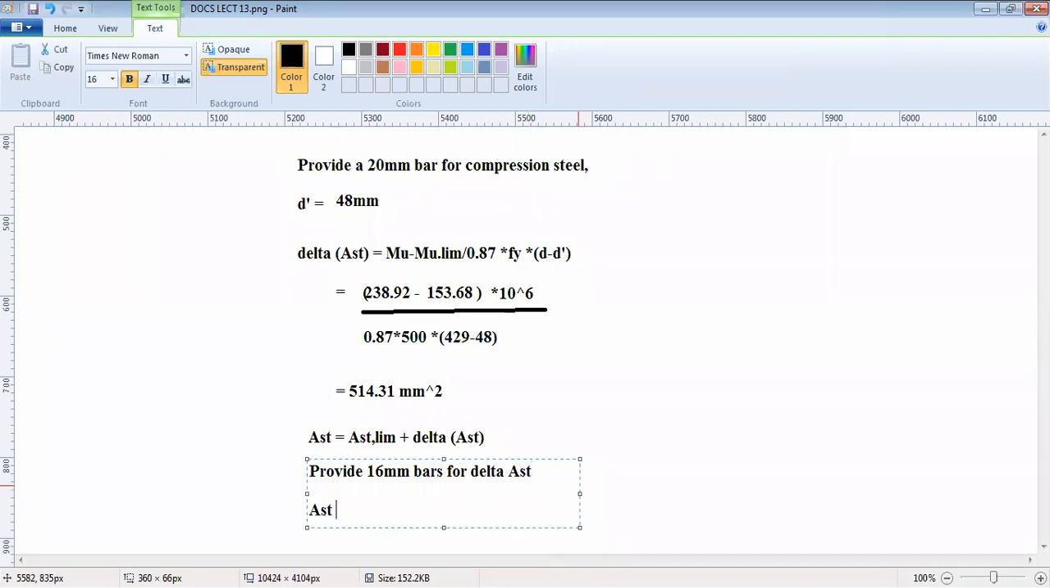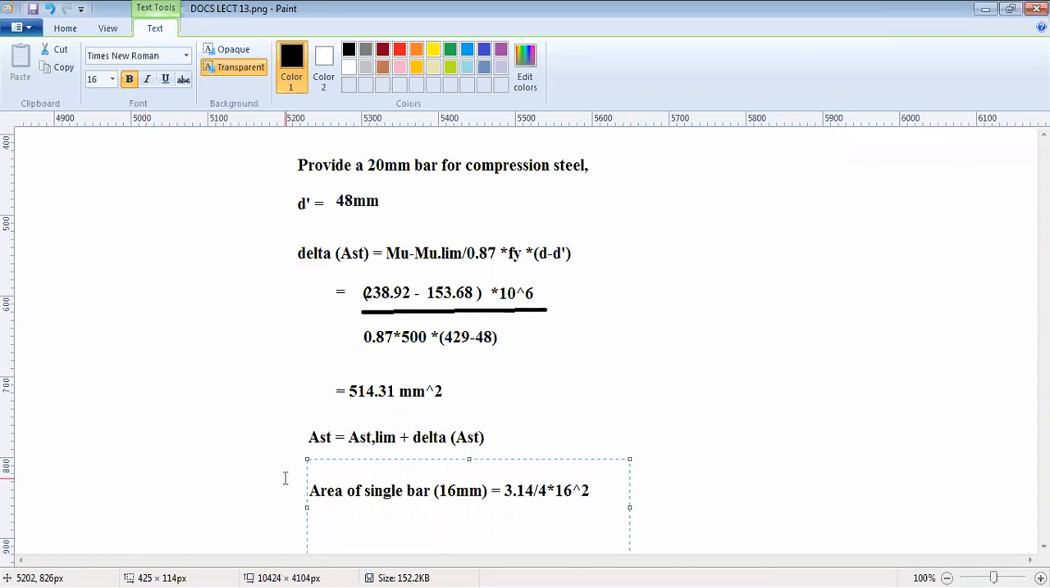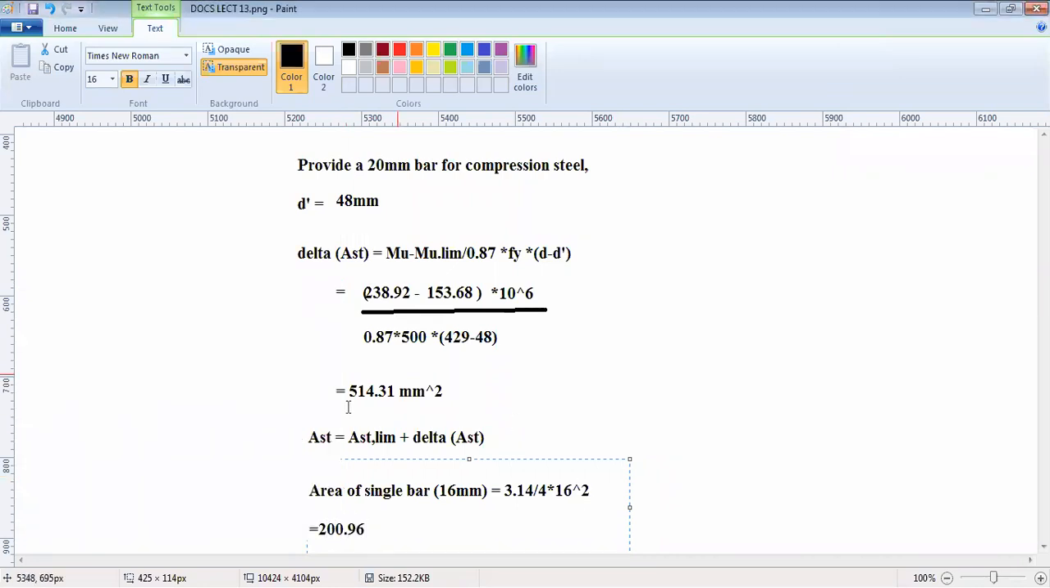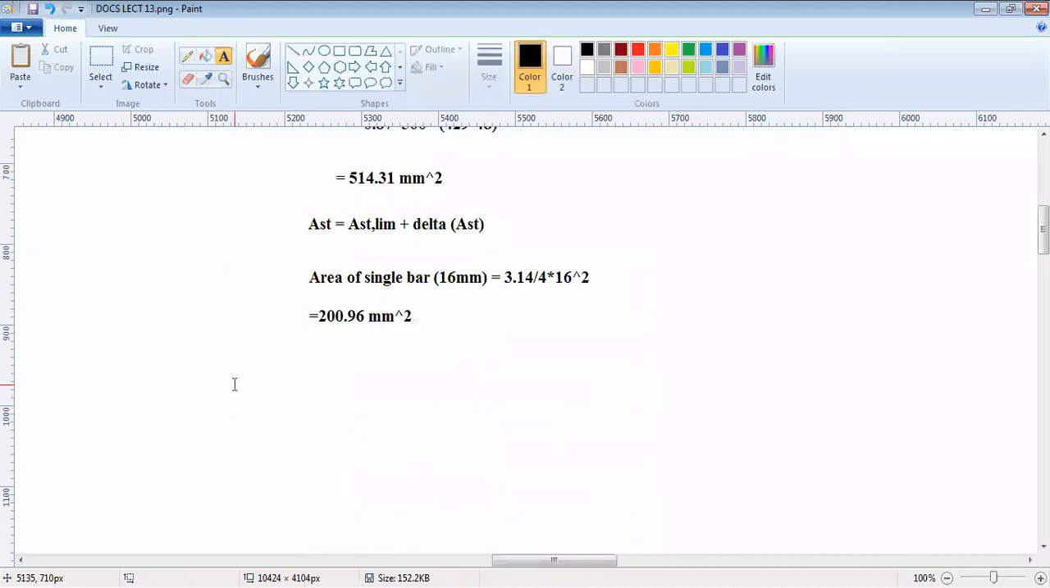तो एक बार का एरिया कितना होगा? Area of single bar, 16 mm जो है उसका एरिया कितना होगा? हाँ जी, कितना आ रहा है? 200.96 mm square. This is the area of single bar.